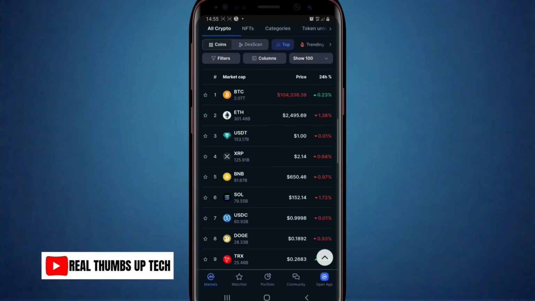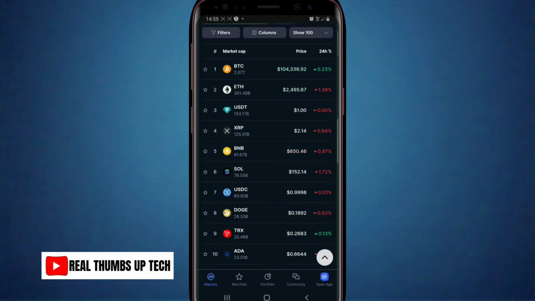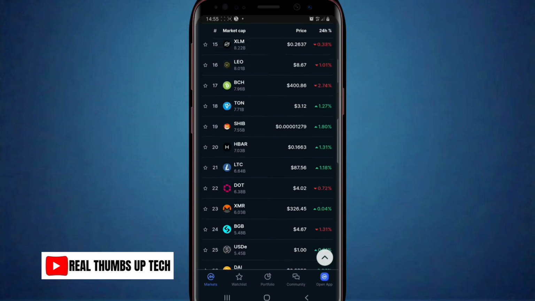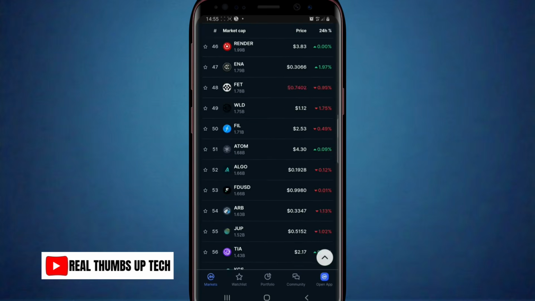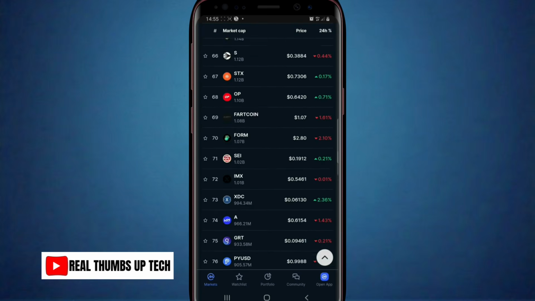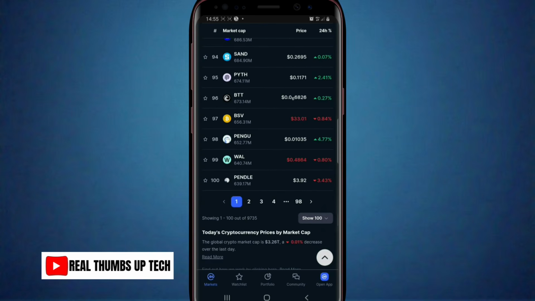For BTC, currently we have about 2.07 trillion as its market cap. Here you can see about 301.48 billion for Ethereum. For USDT, you can see about 153.17 billion, and so on and so forth. So if you keep scrolling, you will see the rest of the coins. Many of them here are in billions, but if you keep scrolling down, you will see the ones in millions and so on and so forth.